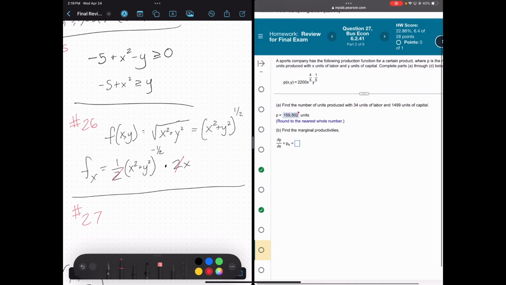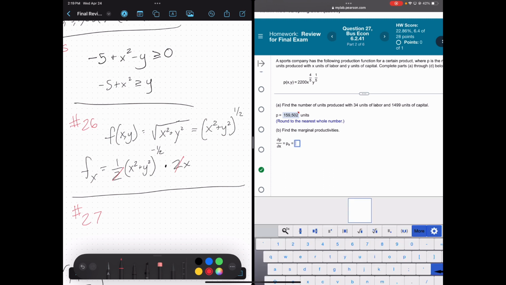So part B is just finding your marginal derivative. Remember, these are the two different ways you could write it: P sub x or f sub x, or with these fancy d's, dP over dx, which just represents the partial in terms of x. So this is me taking the derivative in terms of x. How do I treat that y? I treat it like a constant. So I should have 2200, which I treat as a constant, so I'm just going to leave that there. I'm also going to have y to the 1/5. I'm not going to change that at all.